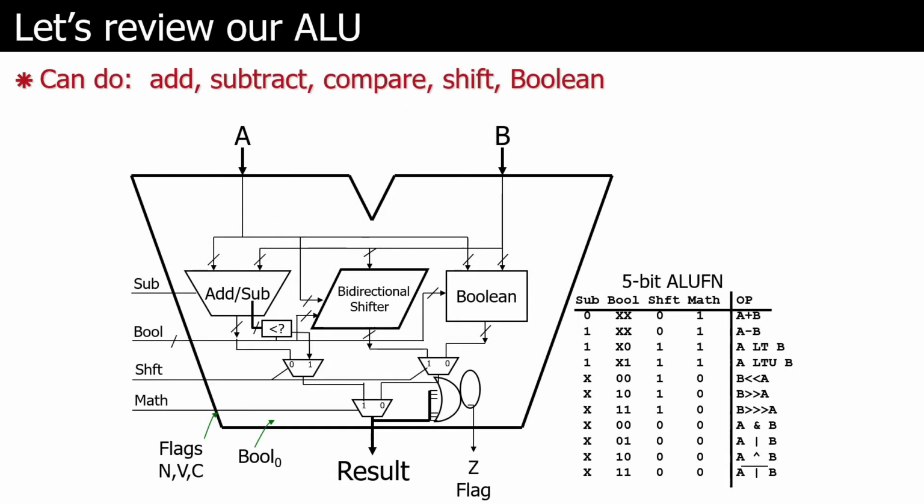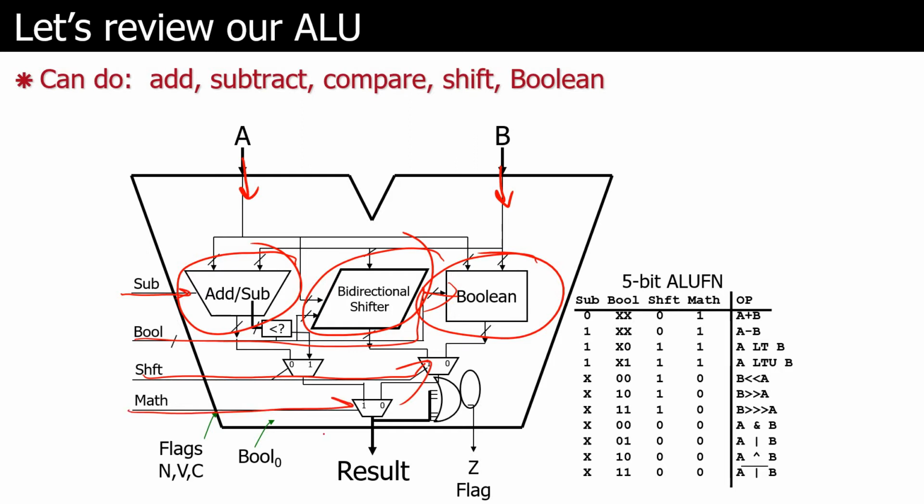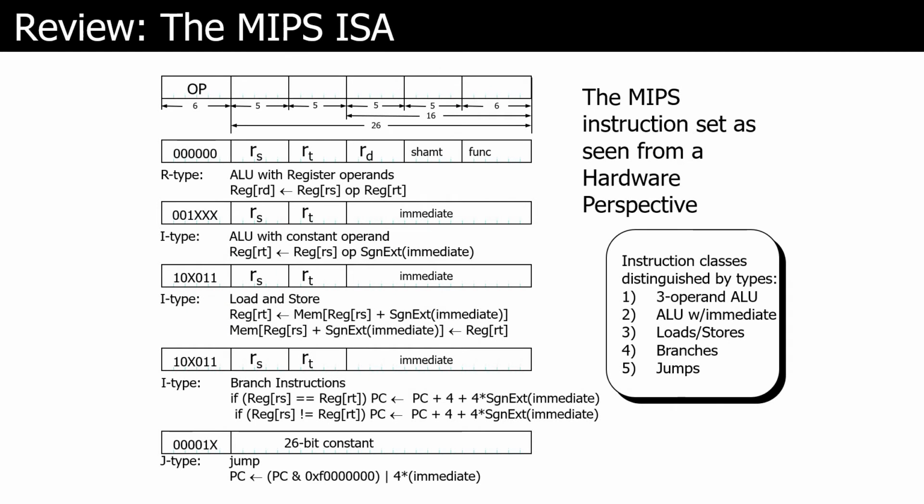Let's look at our ALU once again. We note that we have our add and subtract module, bidirectional shift module, and Boolean module. Each of these will take in inputs from A and B. A and B correspond to our read data 1 and our read data 2, which are coming out of registers. And then we have our control bits that go into each of the different modules to tell us which operation it is we're going to do.